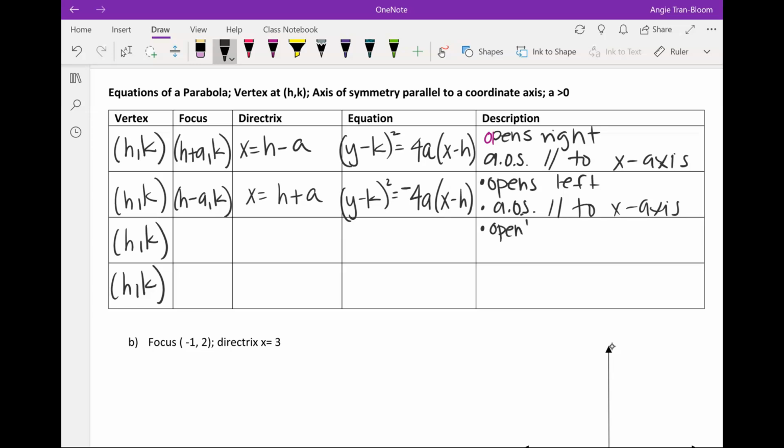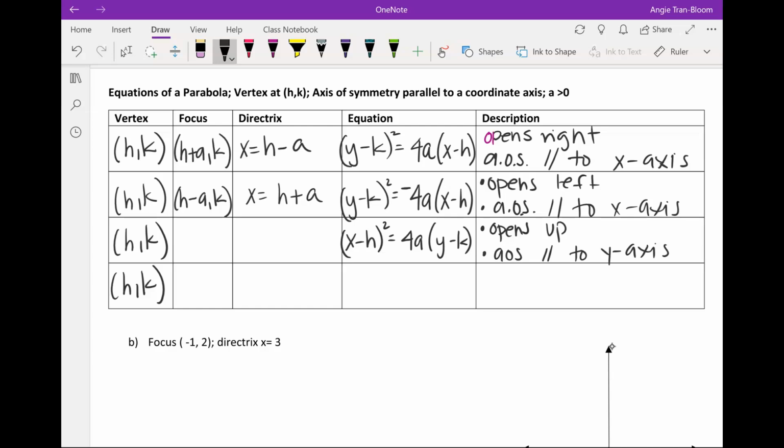So now we're going to do opens up. That means your AOS is parallel to the y-axis. Okay. Your formula, which one's being squared? Y is being squared or x is being squared? X. Yep. So it's going to be x minus h quantity squared equals positive 4a times the quantity y minus k.